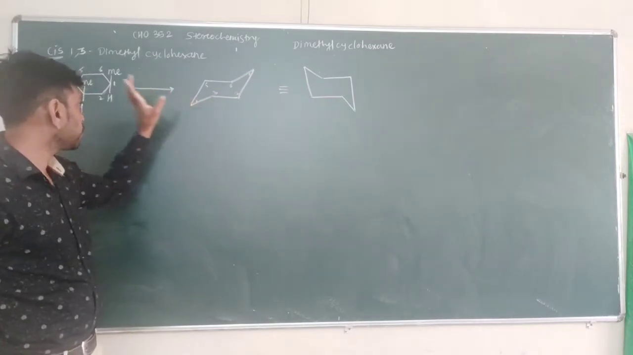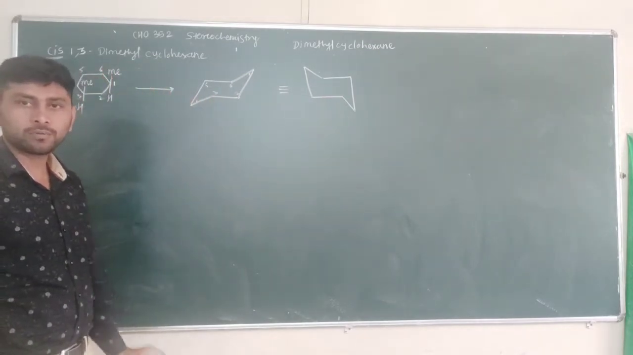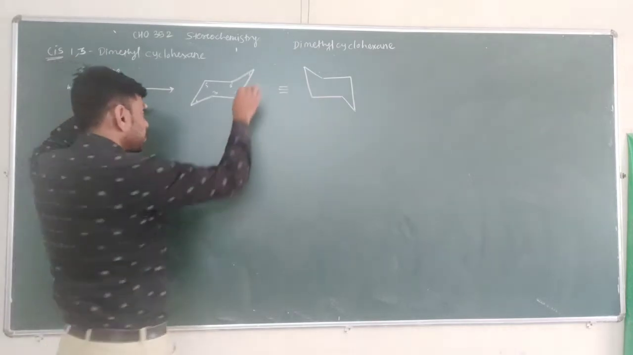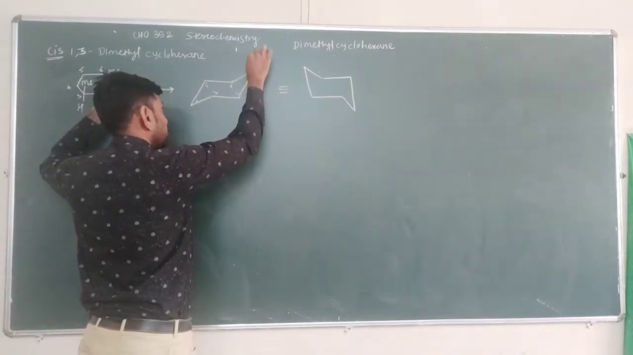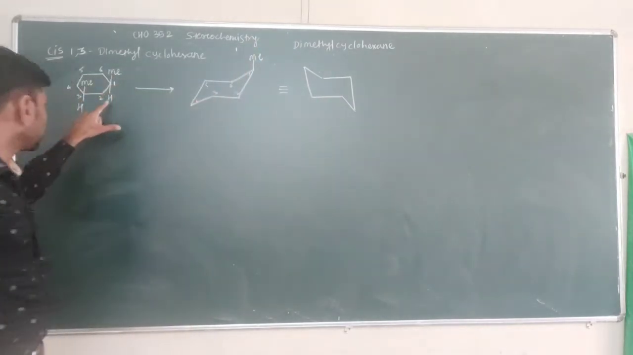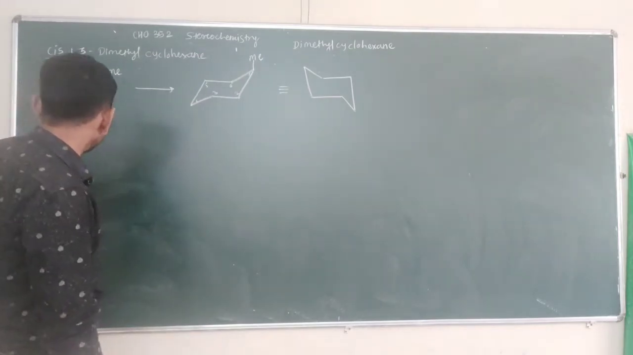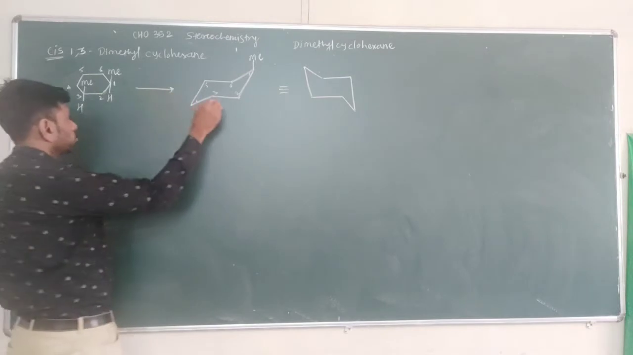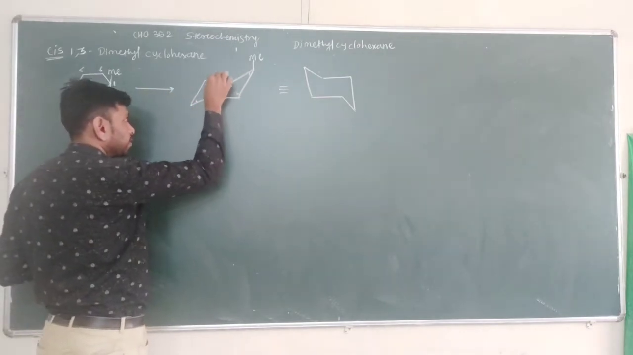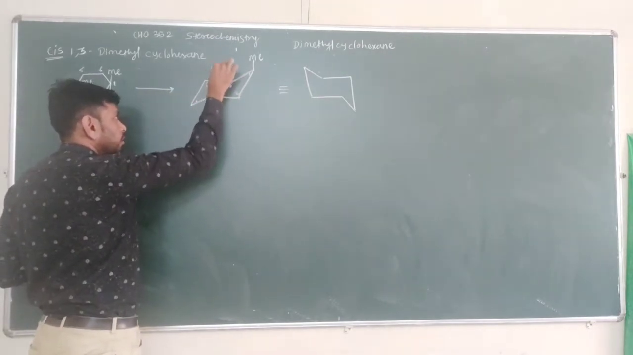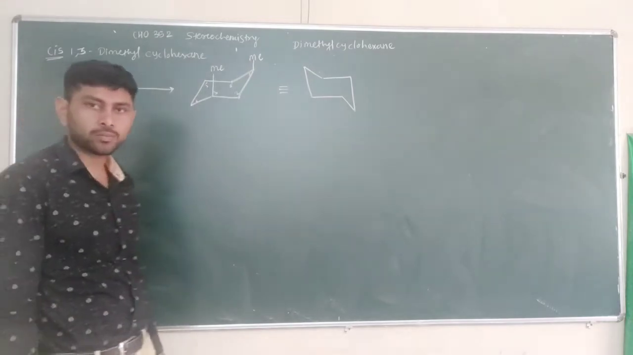Now I am giving numbering from here 1, 2, 3, 4, 5, 6. Now see, look at the position number 1. It contains a methyl group in the upside, so draw the methyl group upside. Then carbon number 3 also contains a methyl group in the upside. Okay, methyl group in the upside.